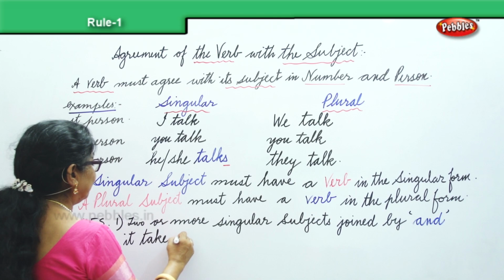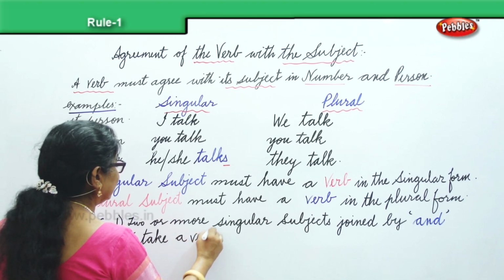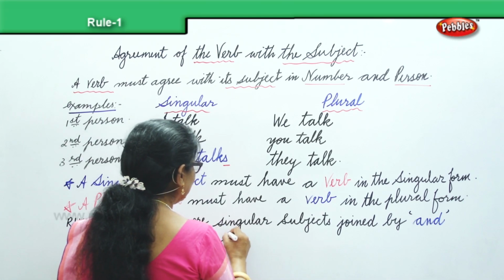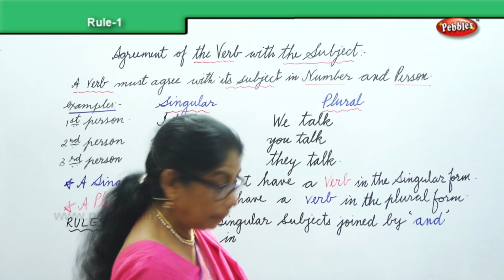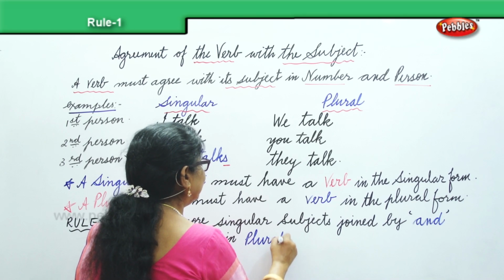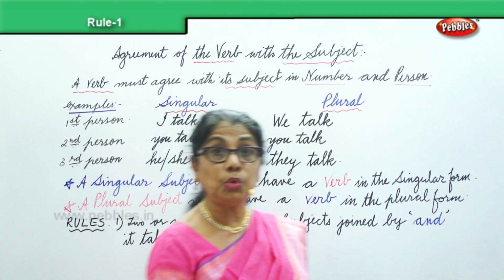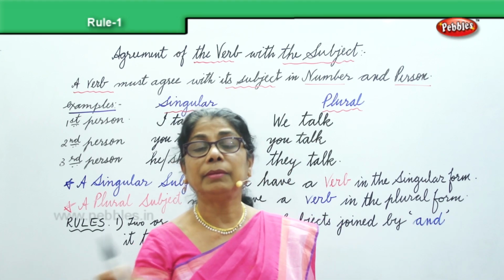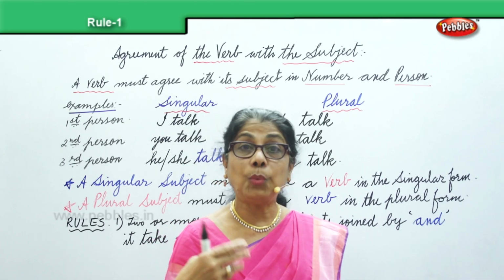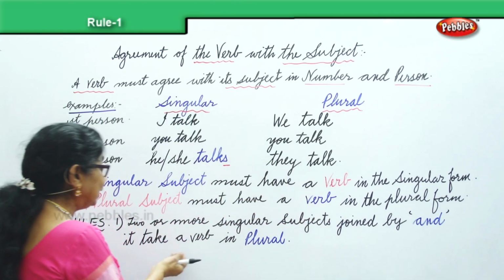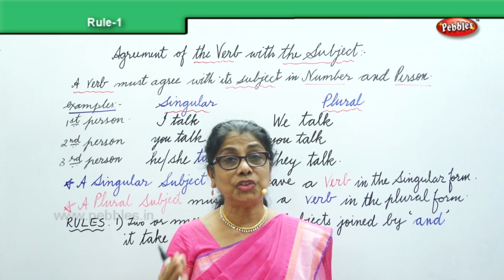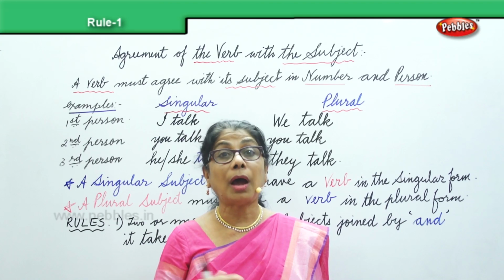Now what happened to the verb here? It takes a verb in plural. The verb is in plural. That's the first rule we have here. Two singular nouns, Tom, Jerry, but we are joining Tom, Jerry with and. Then what happens to the verb? It takes a plural verb. So we say Tom and Jerry are naughty or are good, whatever.